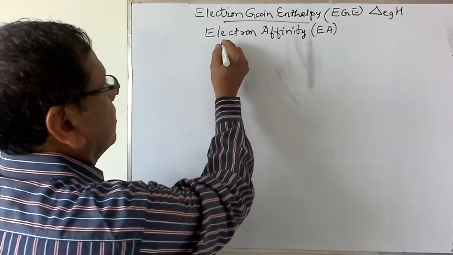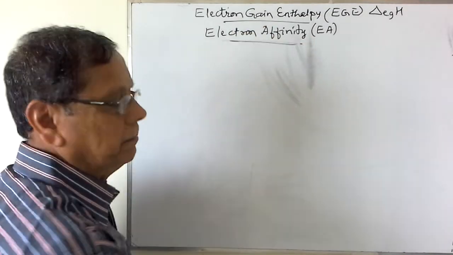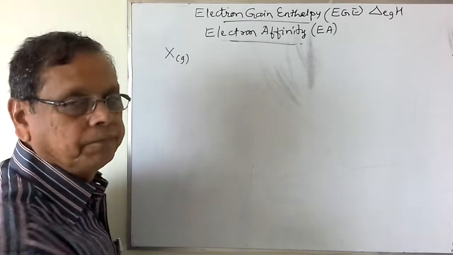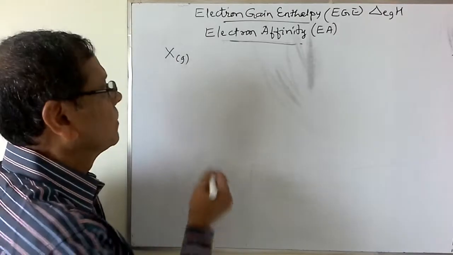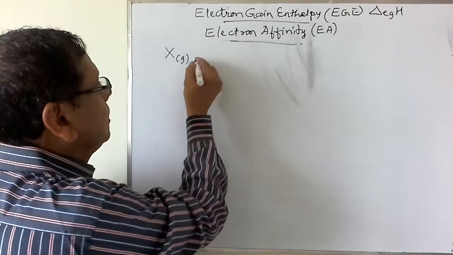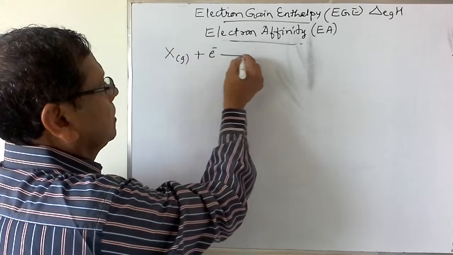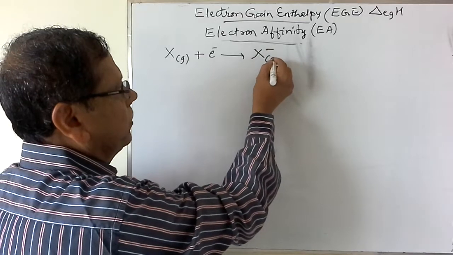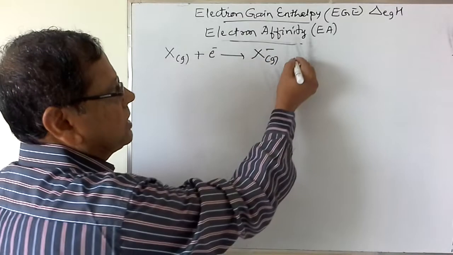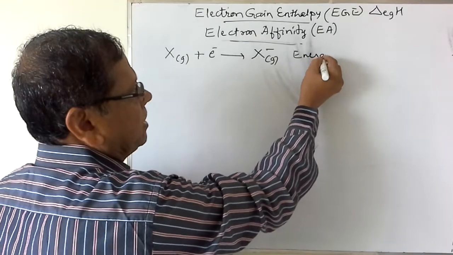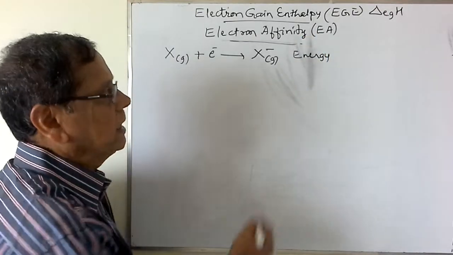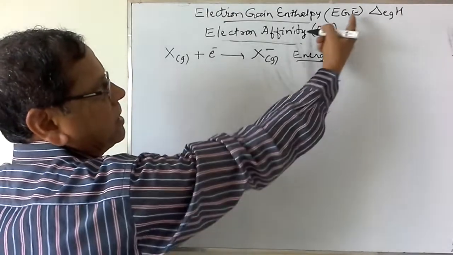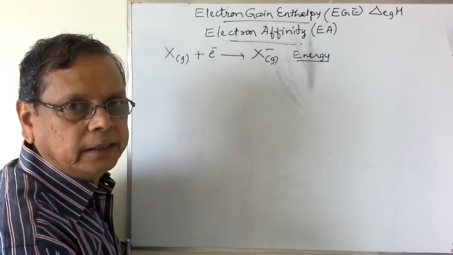Now let us first see the definition of electron gain enthalpy. Suppose you consider an atom in the isolated gaseous state. Any atom X, it is not only halogen, remember that. When we add an electron to the isolated gaseous atom to give rise to an isolated gaseous ion, the energy change is called the electron gain enthalpy. The energy change may be either positive or negative. So that is actually called the electron gain enthalpy or electron affinity.